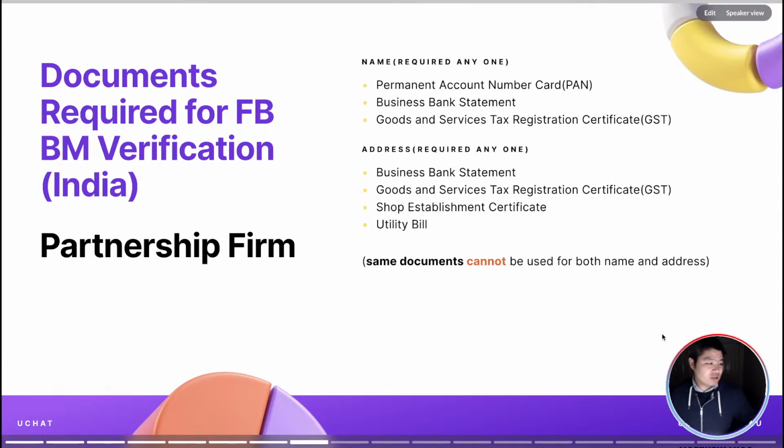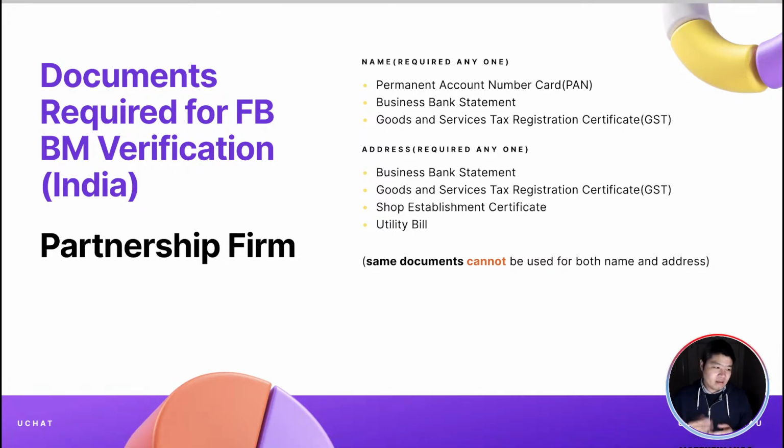And for a partnership firm, you can have any of these three documents for the business name, okay? And for the business address, you can have any of these four documents: utility bills, business bank statement. But the only thing is that the same document cannot be used for both name and address. So it needs to be different, okay?